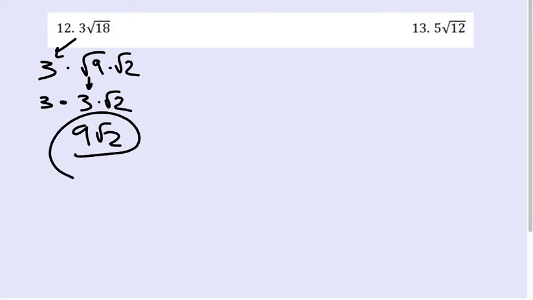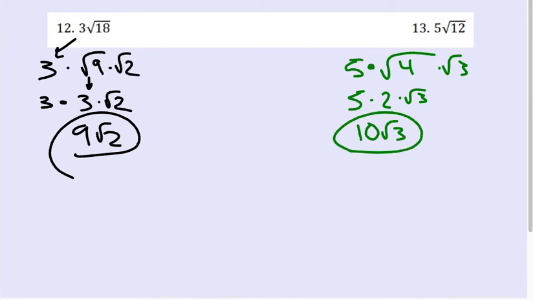Number 13 over here, 5 square root of 12. Bring the 5 along, people. You'd be amazed how many people forgot that and then do not add it in their answer. I'm going to split 12 into 4 and 3. Square root of 4 is a fancy way of saying 2. So my answer will just be 10 square root of 3.